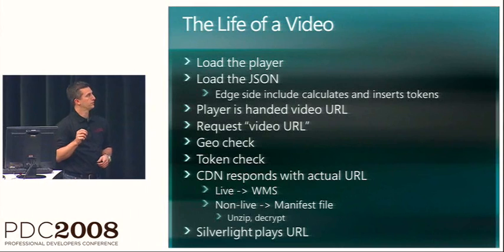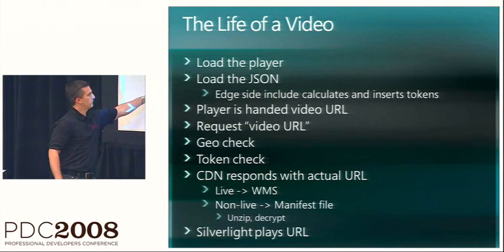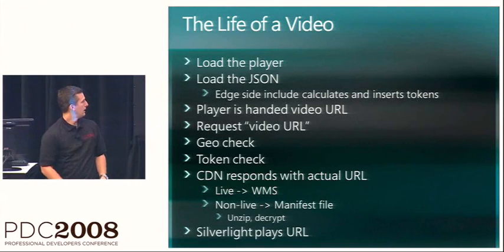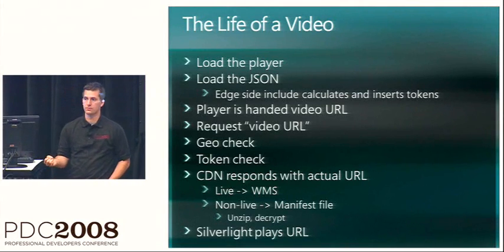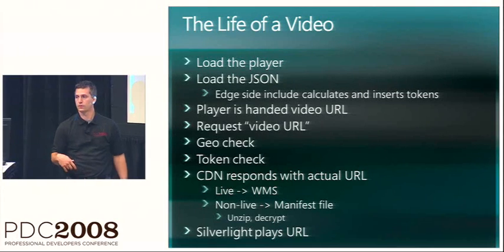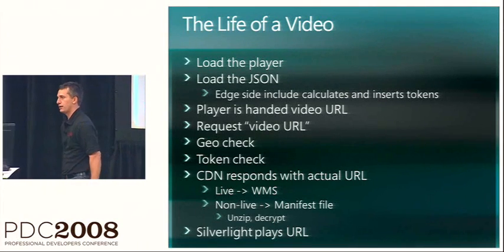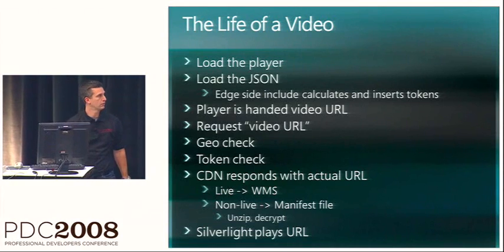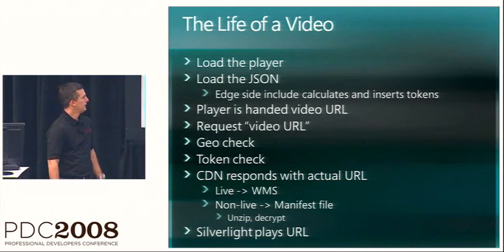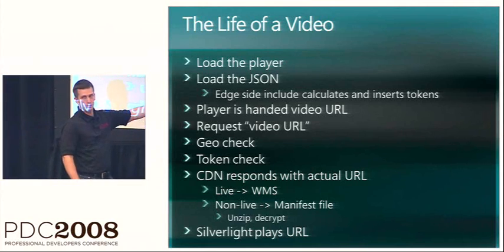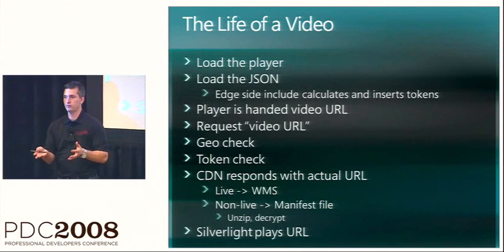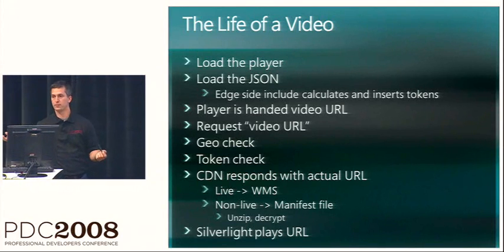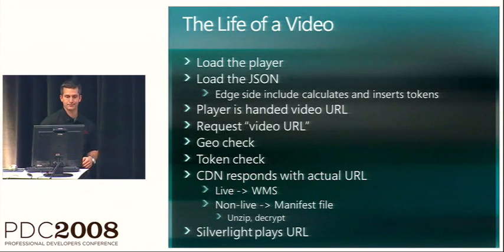For content protection, we took this one step further. So for non-live content, we handed back a manifest file. And that manifest file was gzipped and then also encrypted with a private key that only a couple developers knew. The decode was hard coded into the Silverlight experience. That manifest file ultimately provided the pointers to all the individual chunks that made up that video. And then ultimately, Silverlight plays back the URL.